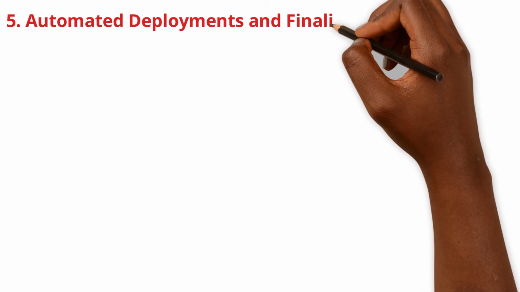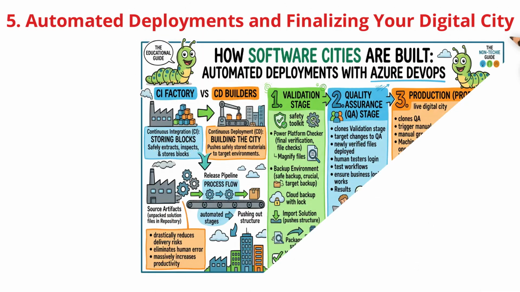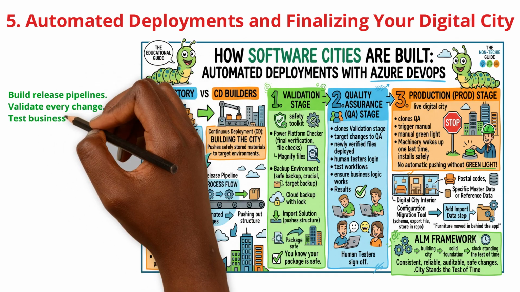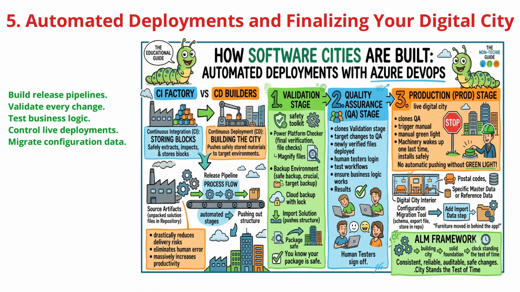Now that we have safely stored our digital building blocks, it is time to actually build the city. We use Azure DevOps release pipelines to automatically push our code through three distinct environments. First, the validation stage acts as our safety toolkit, checking the files and backing up the system. Next, it automatically moves to QA, where human testers make sure everything works perfectly. Finally, we reach the live production stage, but we always require a manual green light before deploying here. We can even automate moving in the furniture, pulling your required configuration data right in behind the app.